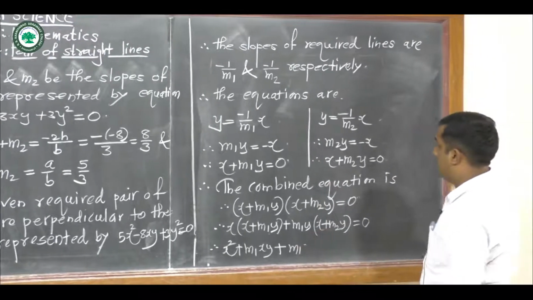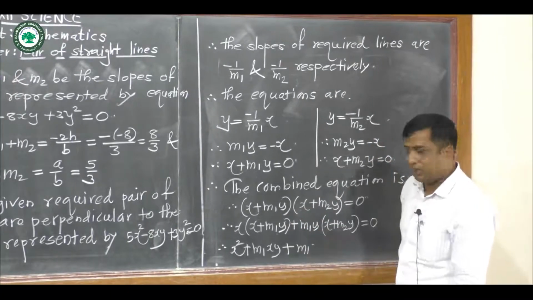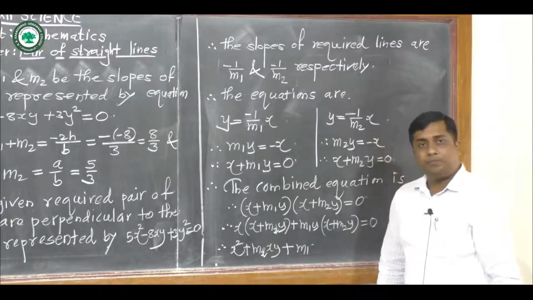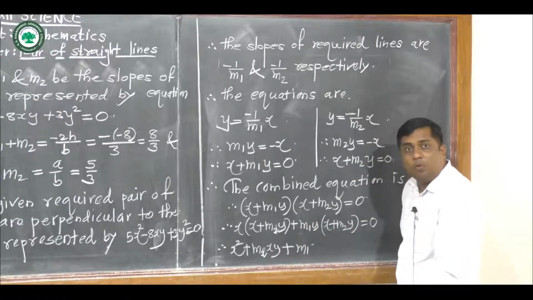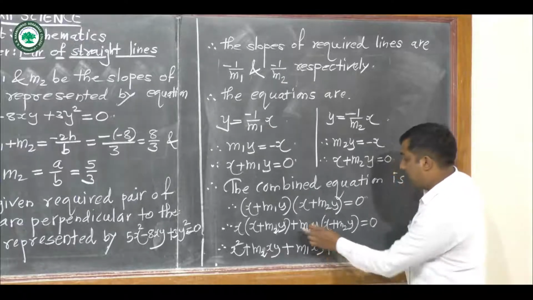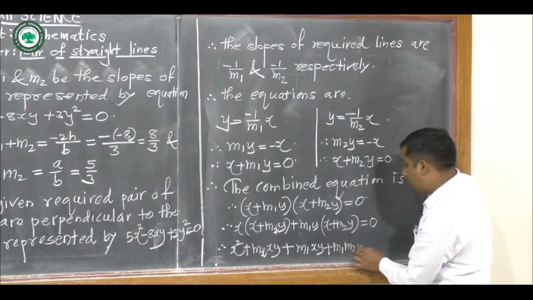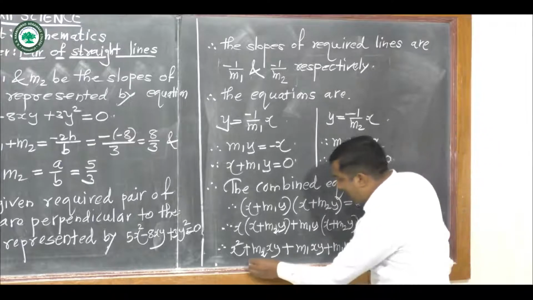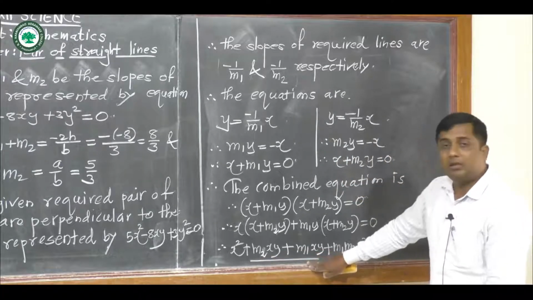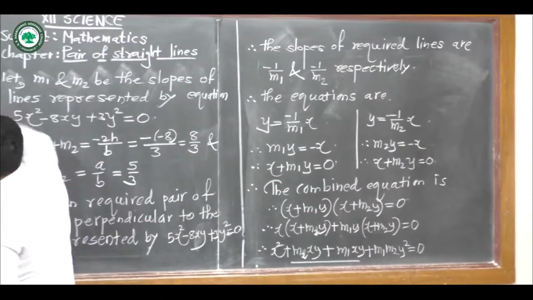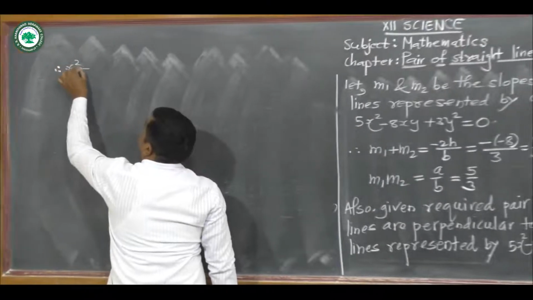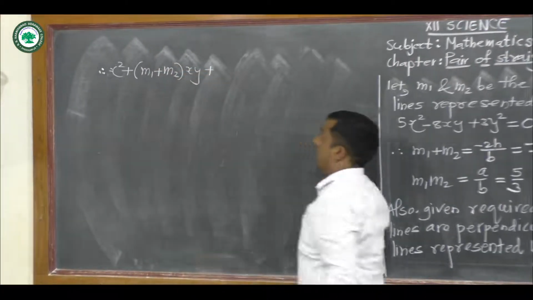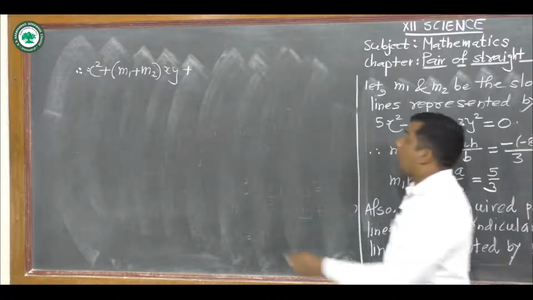Sorry, here we consider one change. Here the second bracket is having m2, so we get m2xy. Next, now we multiply this bracket by m1y. We get m1xy plus m1 m2 into xy square is equal to 0. So we get this form. Now from the second and third term, we consider xy as common. In the next step, we get x square plus m1 plus m2 into xy plus, in the last, we have m1 m2 y square.